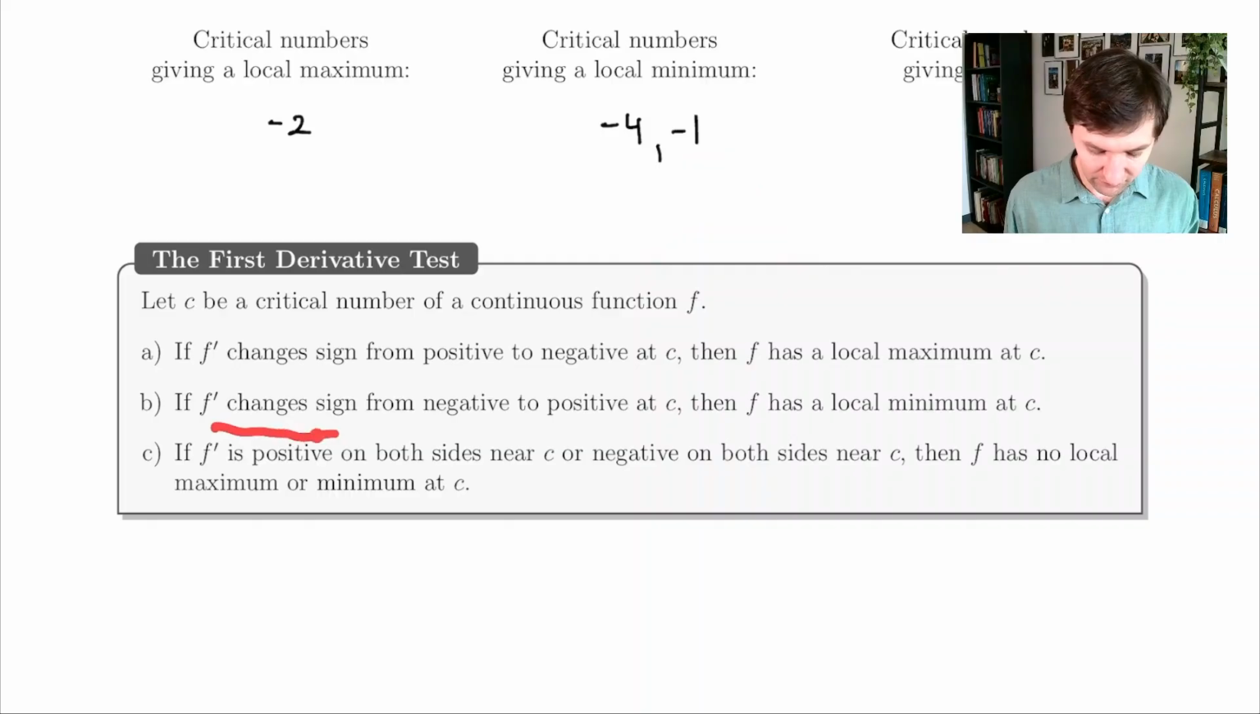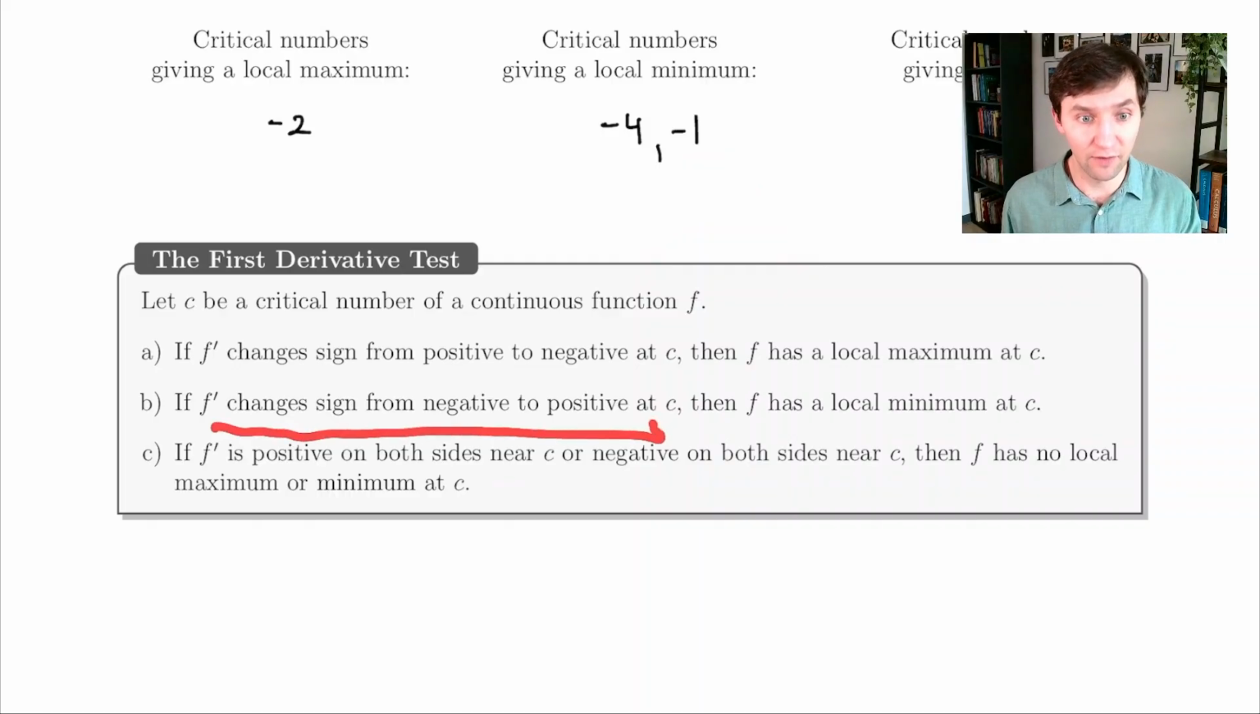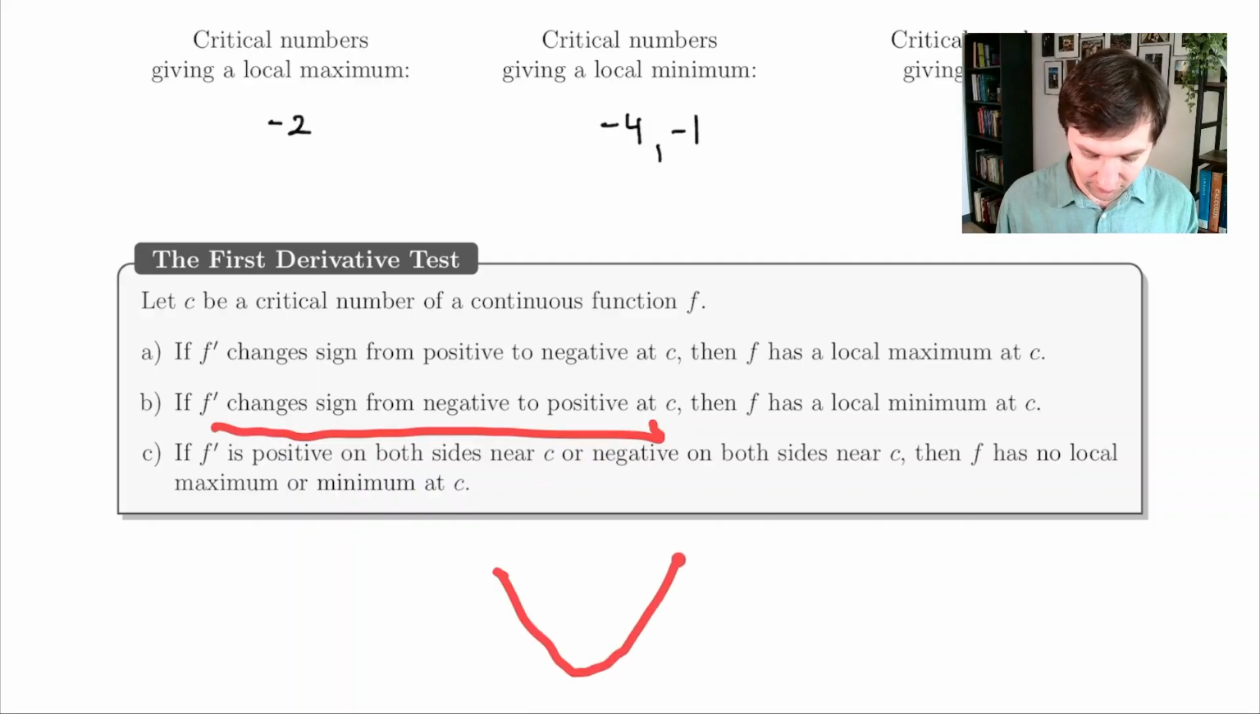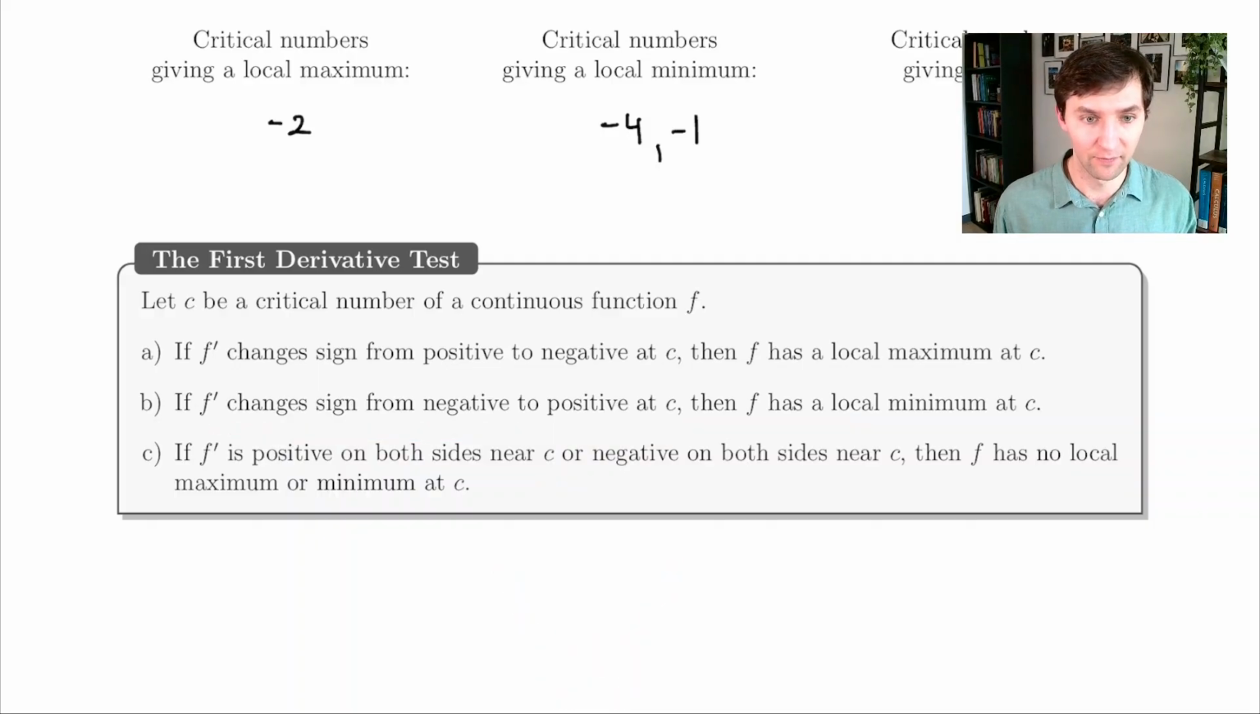If the derivative changes sign from negative to positive, meaning the original function goes from decreasing to increasing, then f gives us a local minimum at c. Finally, if the derivative is positive on both sides near c or negative on both sides near c, the sign of the derivative doesn't change, then f has no local maximum or minimum at c.